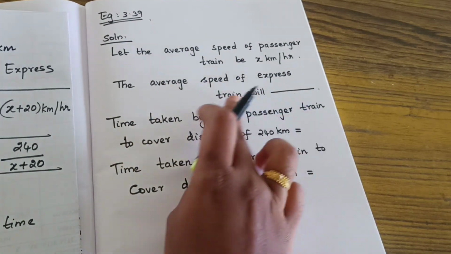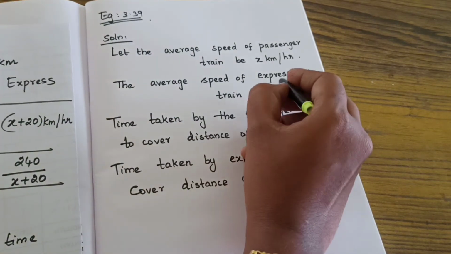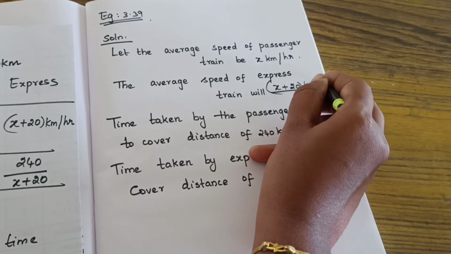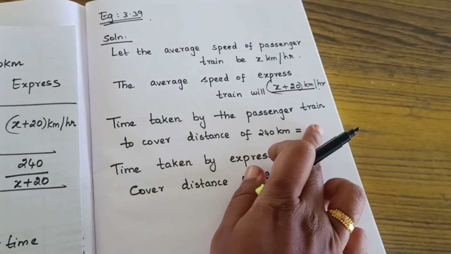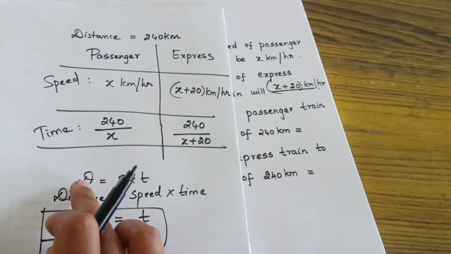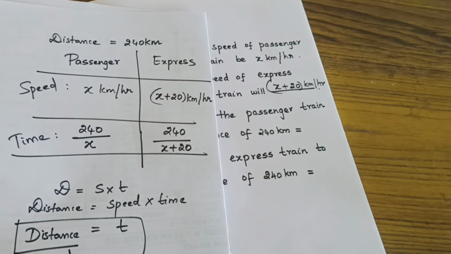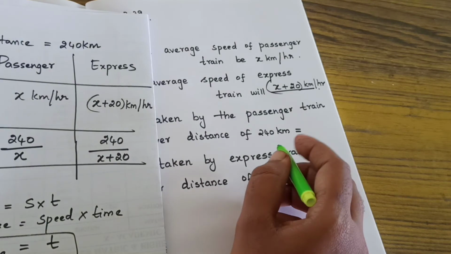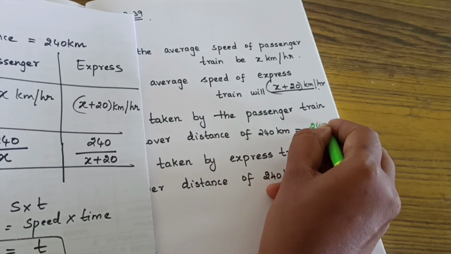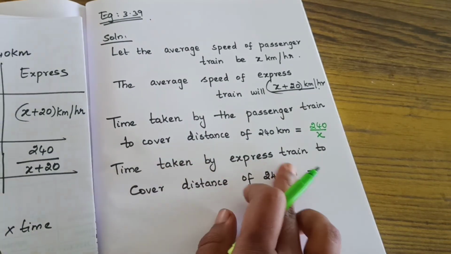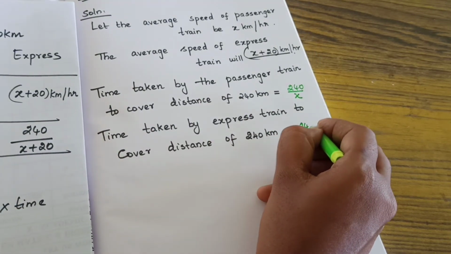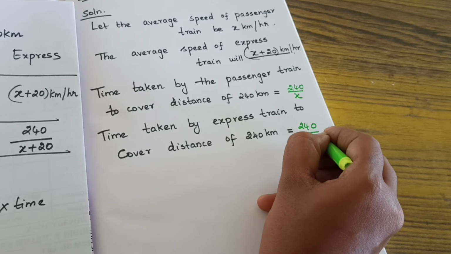Then the average speed of the express train. We wrote what is that? x plus 20 kilometer per hour. Then the time taken by the passenger train to cover the distance of 240 kilometer. What is the time taken? You can use a different color. 240 by x. Then the time taken by the express train to cover the distance is 240 by x plus 20.